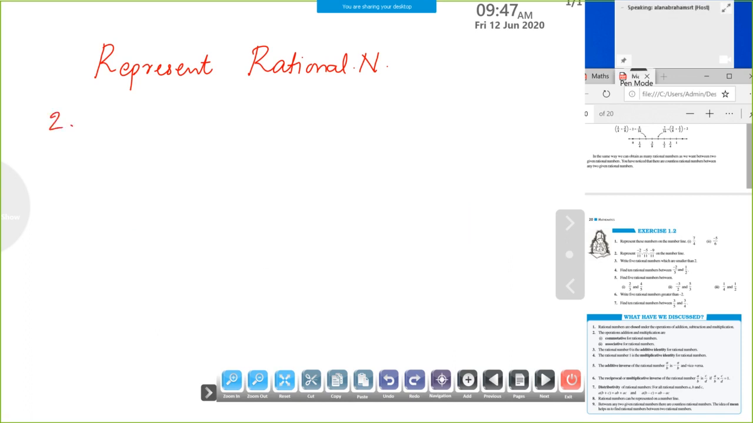You have to represent minus 2 by 11, minus 5 by 11 and minus 9 by 11 also on the number line. So you need not draw different number lines. You can do it on the same number line since all the numbers have the same denominator. You need not draw 3 different number lines. They all represent minus 2, minus 5, minus 9 of 11. Okay, so we can mark it on the same number line.